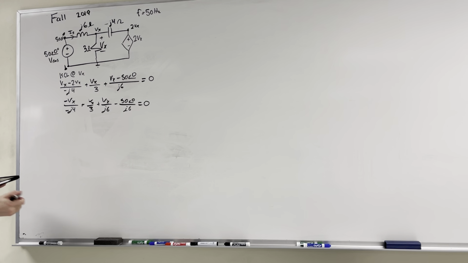Now, part B is asking us to find the complex power of the independent voltage source. So S is simply the voltage times the current, but make sure you use the complex conjugate of the current.